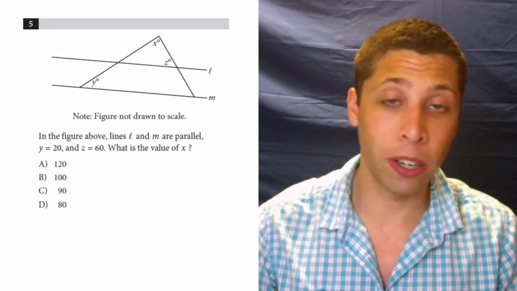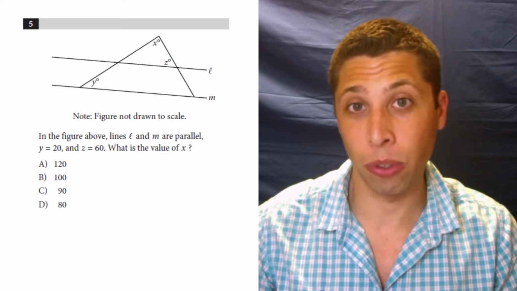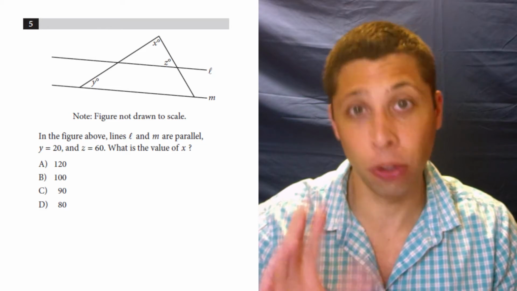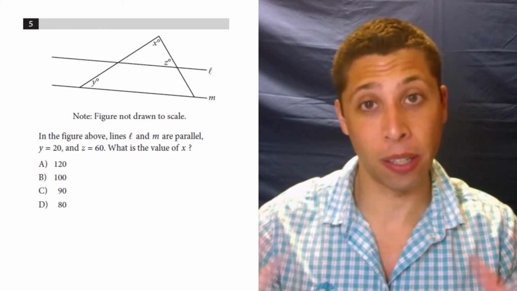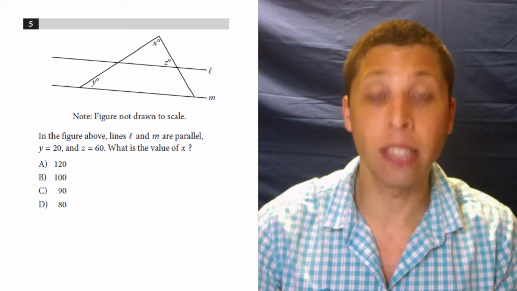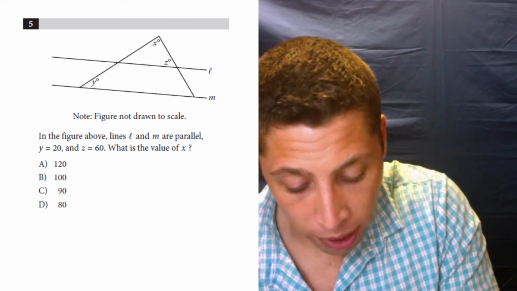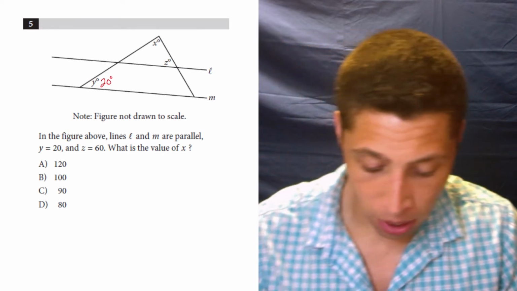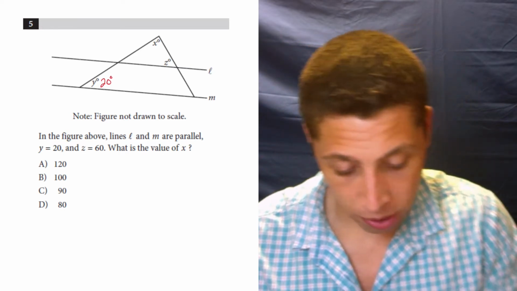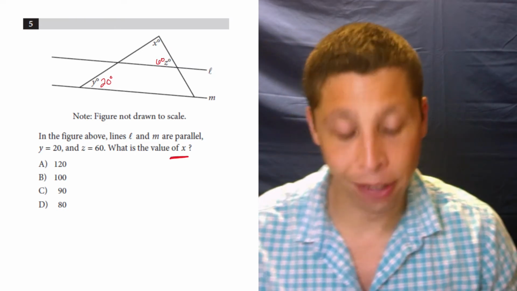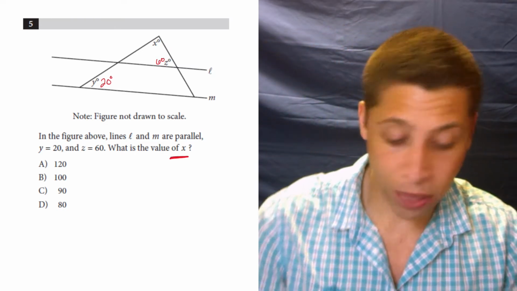For this question, we are going to need to know some geometry rules that are not given to us in that chart at the beginning of every section. But you should remember that that is there. There are times where it's going to help us, but let's take a look at what we're given first. We're told that y is equal to 20, so I would write that on my picture. And I'm told that z is equal to 60, so I would write that on my picture. And we're trying to find the value of x. So we got to work our way towards it.